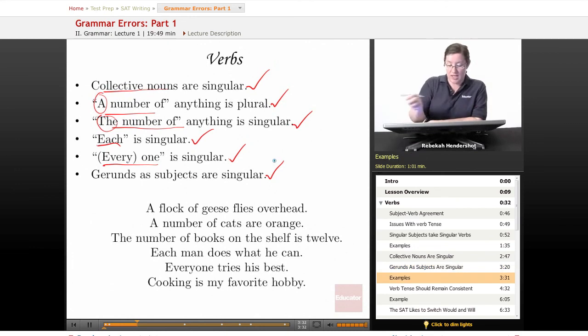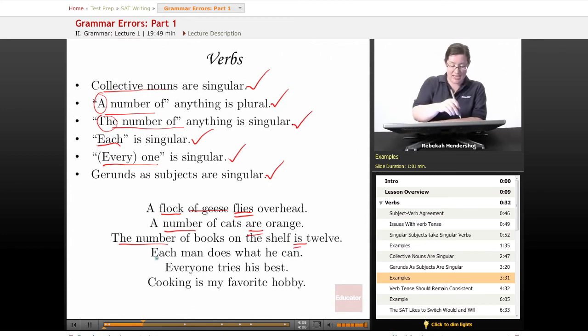Let's look at some examples. A flock of geese flies overhead. Now, of geese is a prepositional phrase. Flock is a collective noun. It describes a group. So even though there are many geese, there's only one flock, one group, so the subject is singular, so it gets the singular verb flies. A number of cats are orange. Well, a number of anything is always treated as plural, so number are, plural verb. The number of books on the shelf is 12. Well, the number is always treated as singular, the one and only number, so it gets the singular verb is.